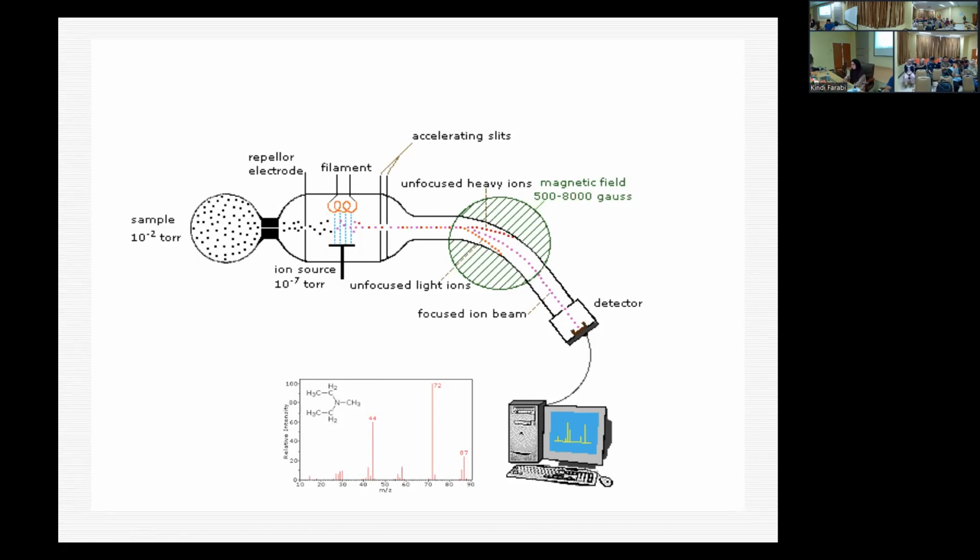Mass spec itu lazimnya kita lihat M per Z. Kenapa kita bisa menentukan berat molekul? Karena muatan itu sama dengan 1. Jadi M per Z, Z-nya 1, otomatis M per Z ini adalah berat molekulnya.